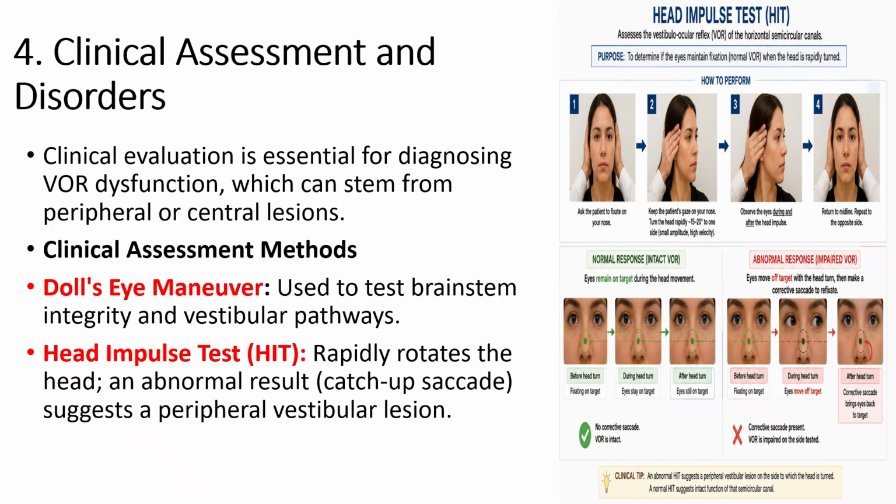Clinical assessment and disorders. Clinical evaluation is essential for diagnosing vestibulo-ocular reflex dysfunction, which can stem from peripheral and central lesions. Clinical assessment methods are Doll's eye maneuver. It's used to test the brainstem integrity and vestibular pathway. Head impulse test. Here we rapidly rotate the head. An abnormal result, that is presence of a catch-up saccade, suggests a peripheral vestibular lesion is present.